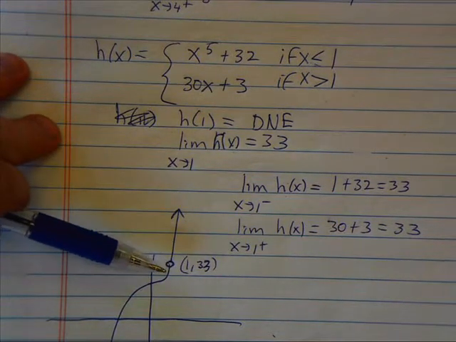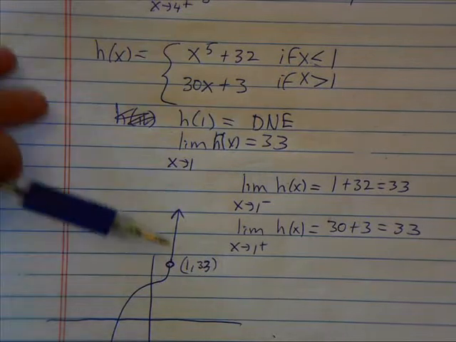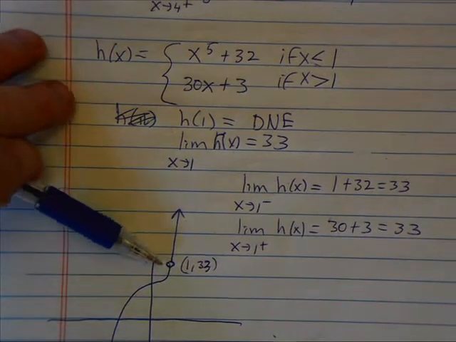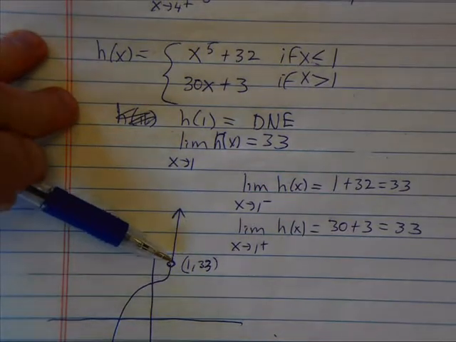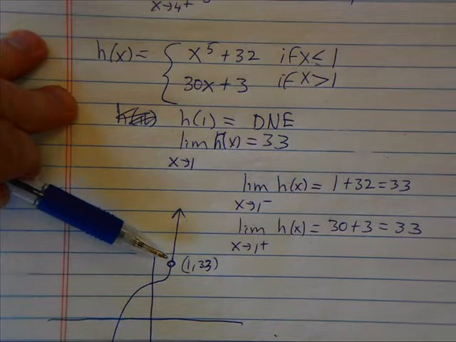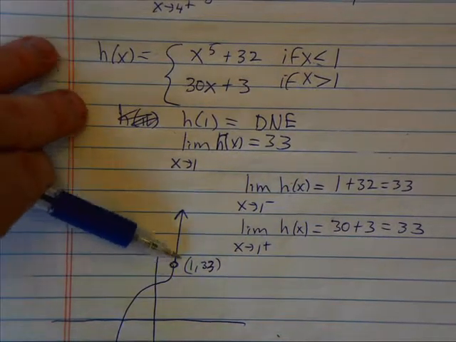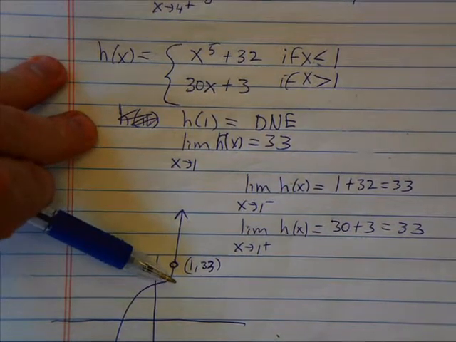The opposite of continuous is discontinuous. That kind of makes sense. When there's one little hole missing like that, that's called a removable discontinuity. And we'll talk more about that tomorrow. So we would say this function is not continuous at 1. In fact, it has a removable discontinuity.